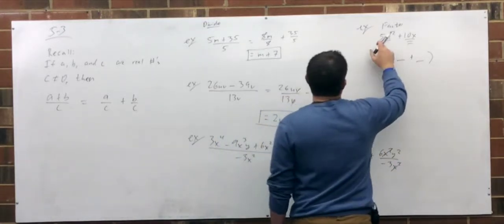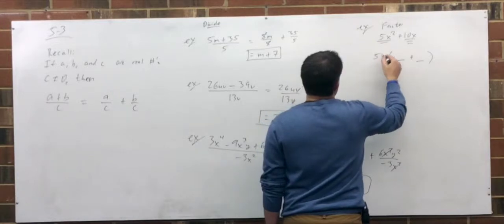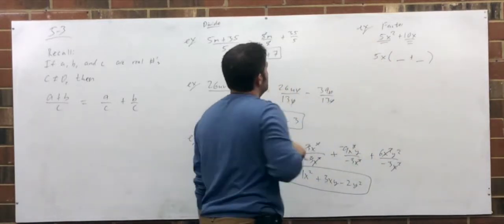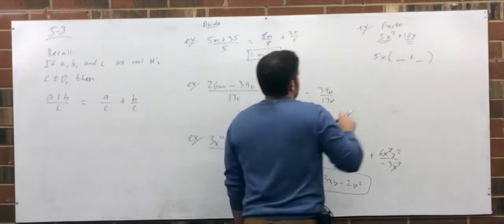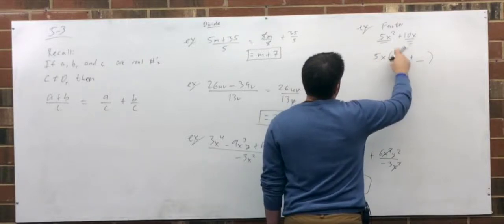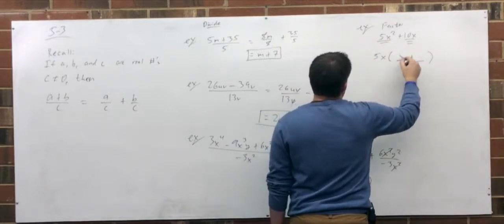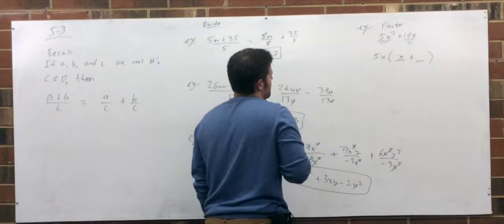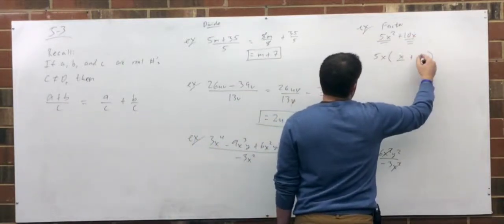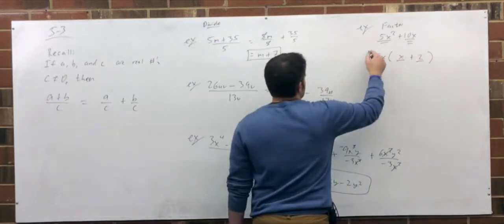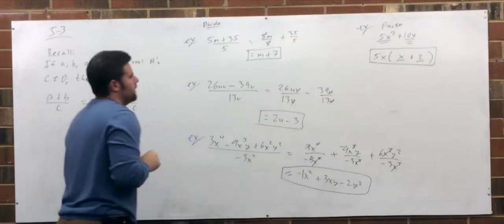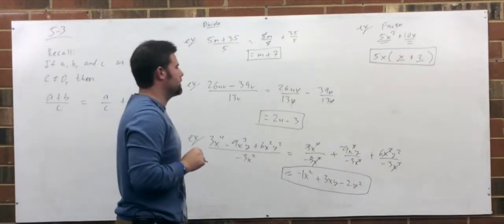And then numerical, the biggest thing we can pull out is obviously a 5. So we can pull out a 5x of this term. Now we need to figure out what goes in these blanks. Well, what do we multiply 5x by to get 5x squared? Well, that's just simply x. And what do we multiply 5x by to get 10x? And that's simply 2. So factoring 5x squared plus 10x comes out to 5x times x plus 2.